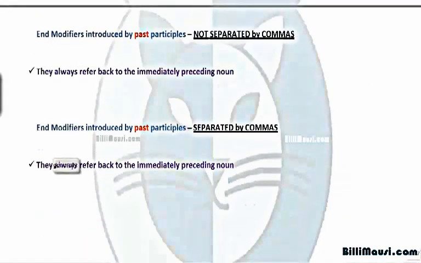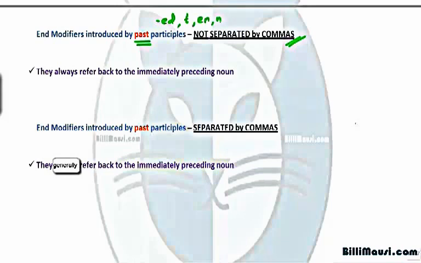This is the easiest of all and my favorite, of course. End modifiers introduced by past participles not separated by commas. End modifiers introduced by past participles, that is, ed, t, en, and n. When they are not separated by commas, they refer back to the immediately preceding noun.